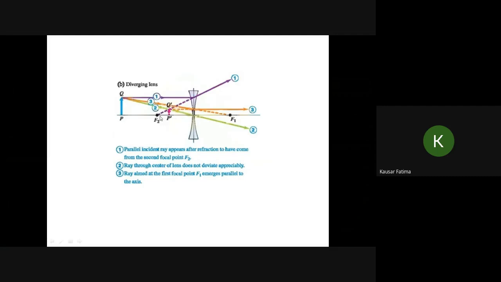So in neither principal focus is the ray actually going. See, the dotted line is shown here. That is why it is the virtual principal focus.